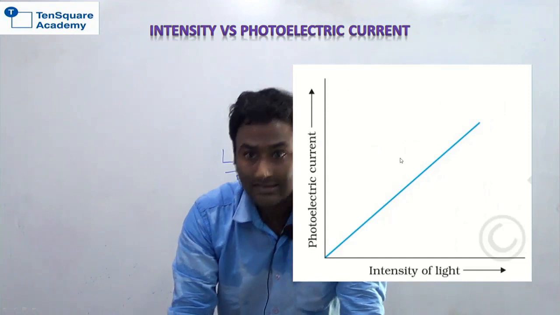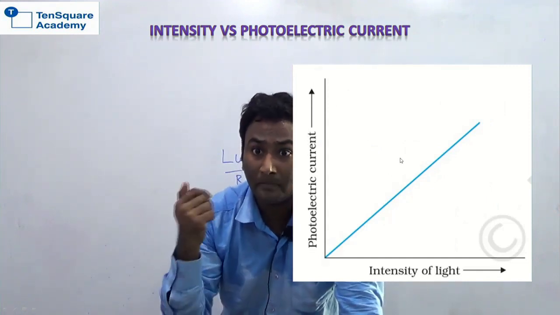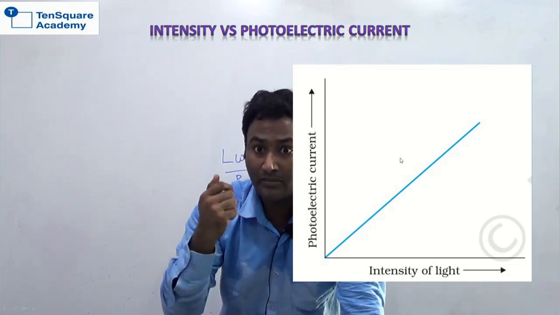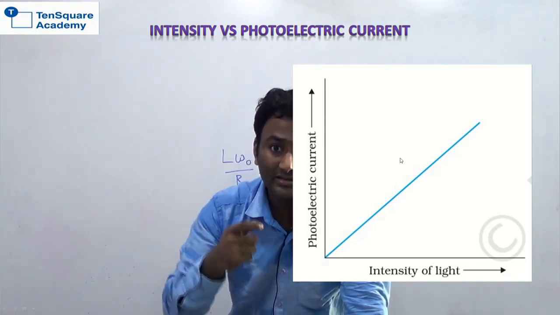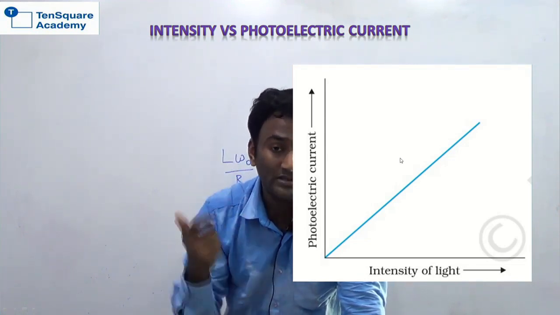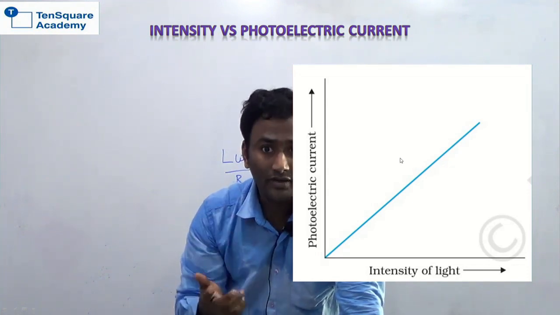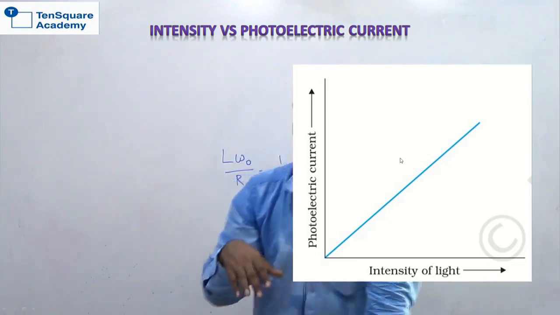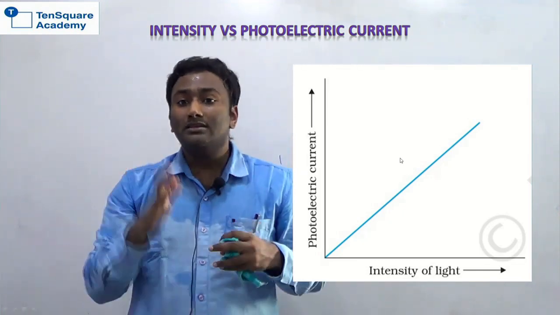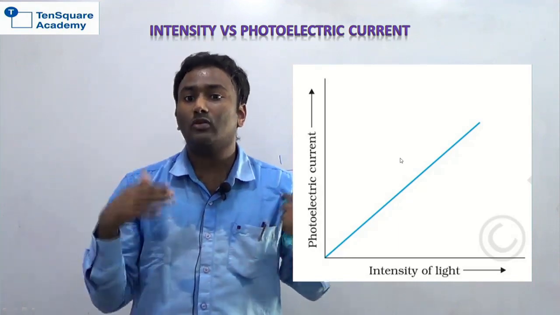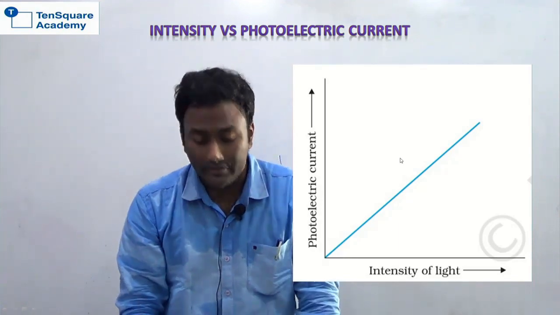And this graph is pretty easy. So, this is dual nature. If the frequency of the incoming light is more than the threshold frequency, then photoelectric current will come.